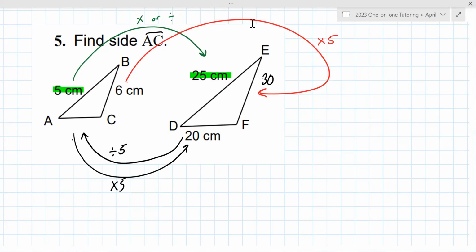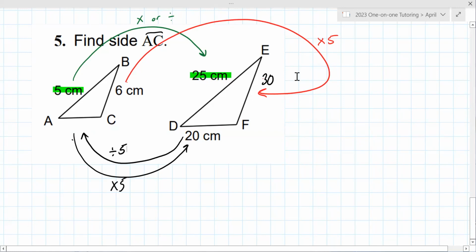What are you supposed to do? Well, when we went from the left one to the right one, you multiply by 5. 5 times 5 is 25, 6 times 5 is 30. We don't have AC though, so we don't know what we're going to multiply by to get to 20. So to go backwards, you divide. So 30, to go backwards to the 6, you're dividing by 5. The 25, to go backwards to the 5, you're dividing by 5. So this length right here, this AC, you take the 20 and you're dividing by 5.